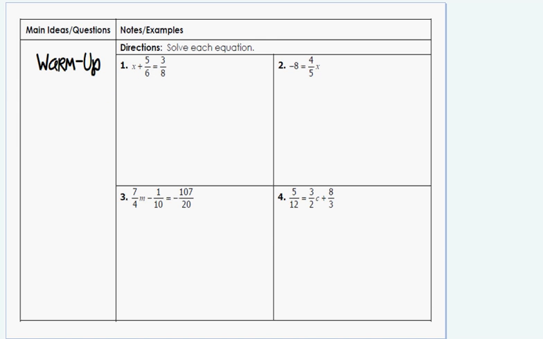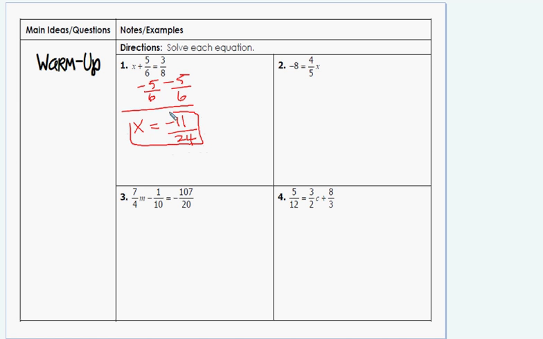So we have that x plus 5 over 6 equals 3 over 8. So the one step that I need to do to get x completely by itself is to get rid of 5 over 6, and to do that I have to subtract it. So I'm going to subtract 5 over 6 from both sides, and when I do this I get that x is equal to negative 11 over 24.